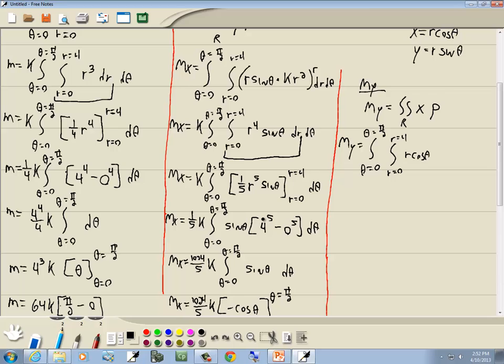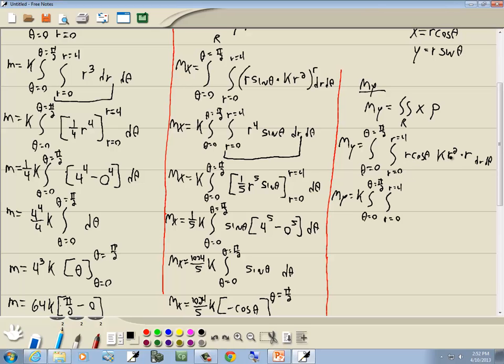Okay. Now this x, that's our r cosine theta. And now we need rho, which we said was k r squared, and we need an extra r, because when you change it to polar, you have to have that. dr d theta. Take the k, put it out in front. Theta is equal to 0 to theta is equal to pi over 2. And then r is equal to 0 to r is equal to 4. And do a little bit of simplifying.